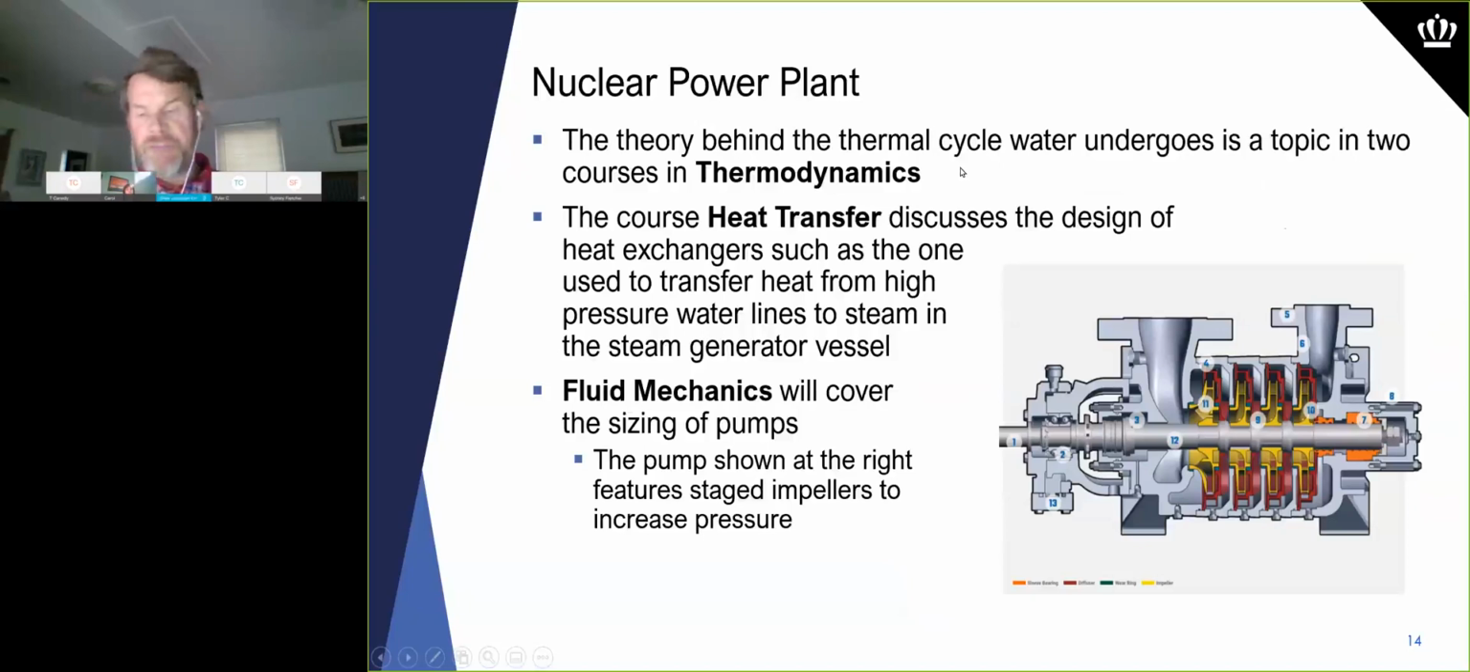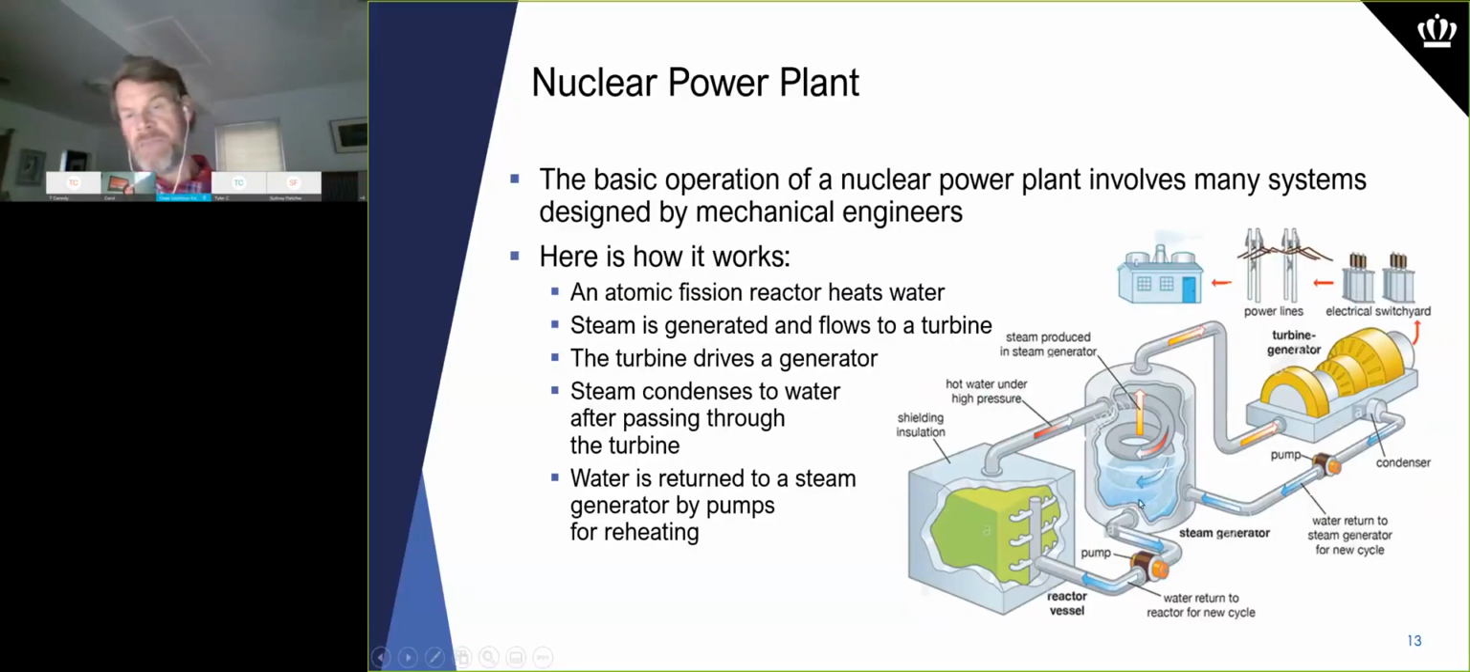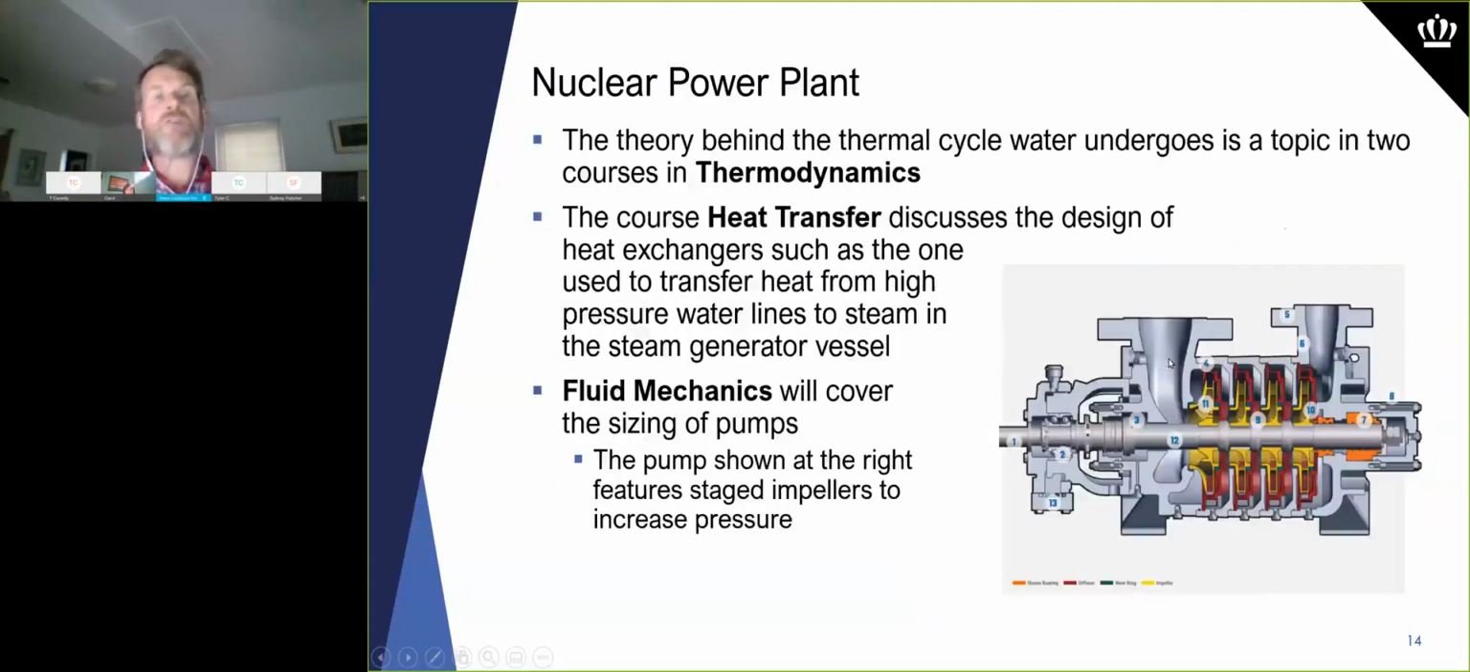The actual passing of heat between a hot water pipe under pressure and this vessel that contains the water that turns to steam is covered in a class called heat transfer. So you talk about the design of these heat exchangers.